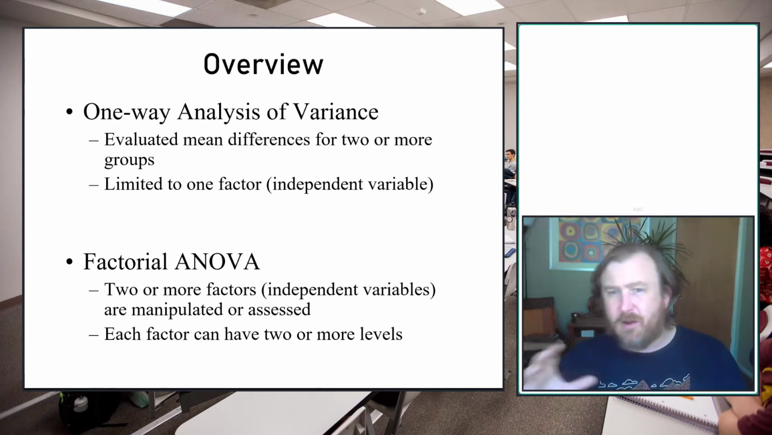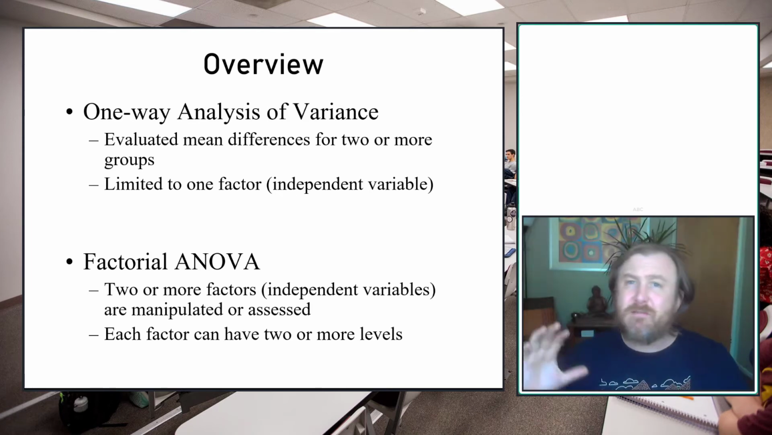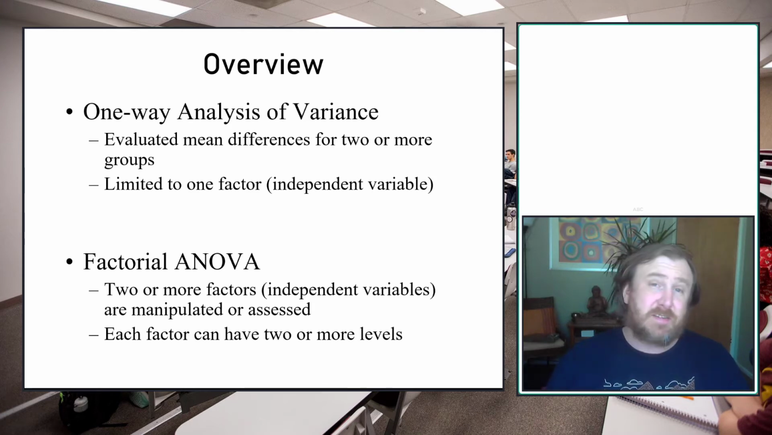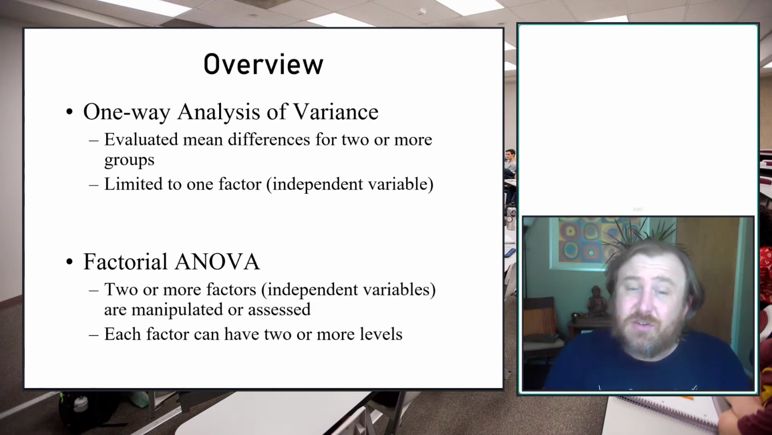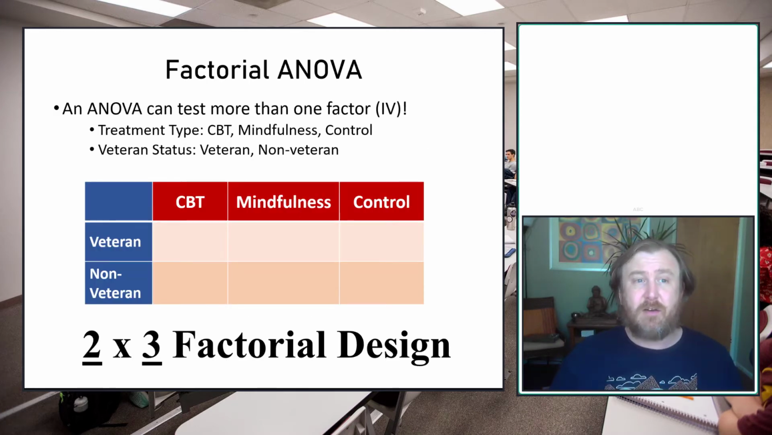And these can be either experimentally manipulated variables, or they could be cross-sectional in the sense that you're just comparing naturally occurring distinctions in a population. And again, each factor can have two or more levels. So let's look at how this would turn out. Here, in a factorial ANOVA, we have two factors. We've got treatment type, CBT, mindfulness, and control. And then we have veteran status, whether they're a veteran or not a veteran, right?